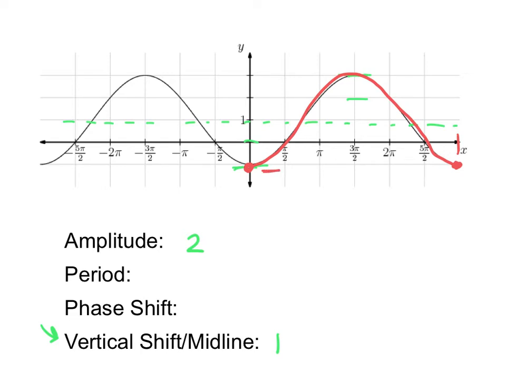Here's half pi plus another one. Here's pi, 1.5 pi, 2 pi, 2.5 pi. So this is going to be 3 pi. So the period there is 3 pi. And again, don't worry about the phase shift.